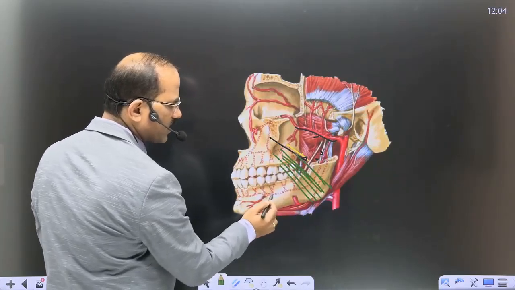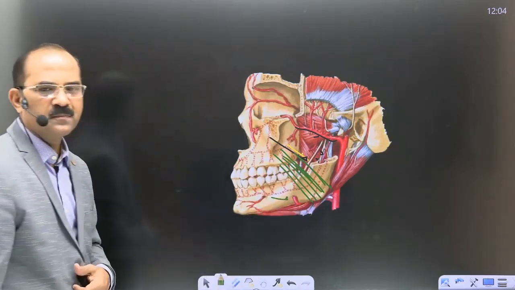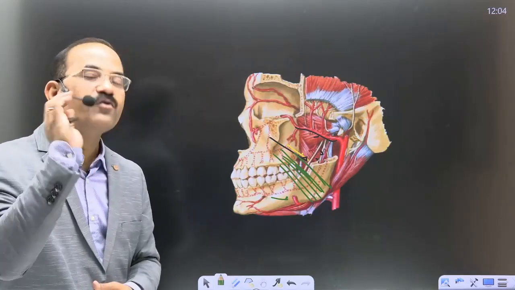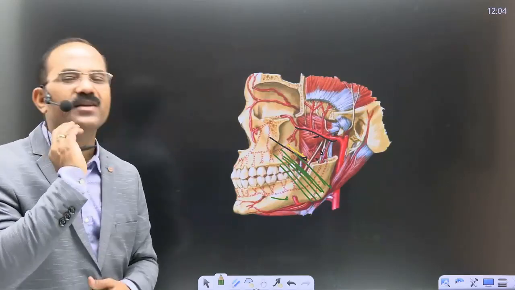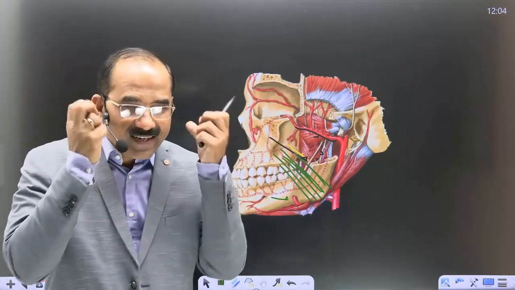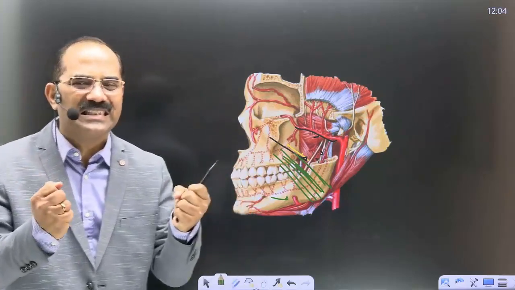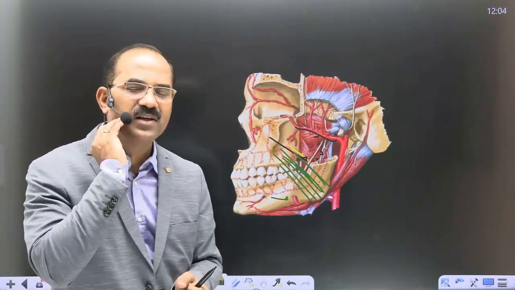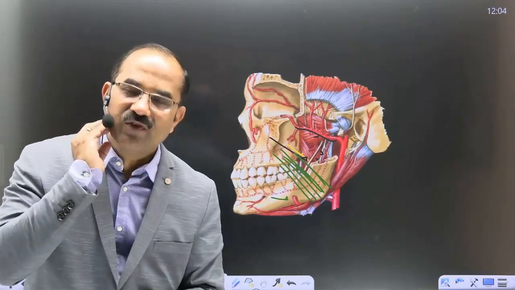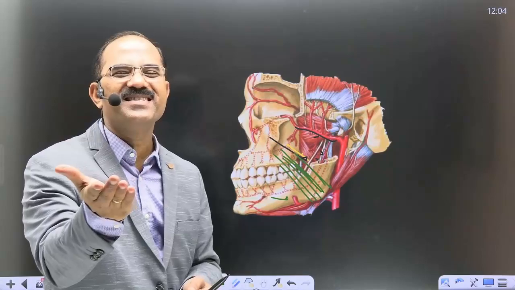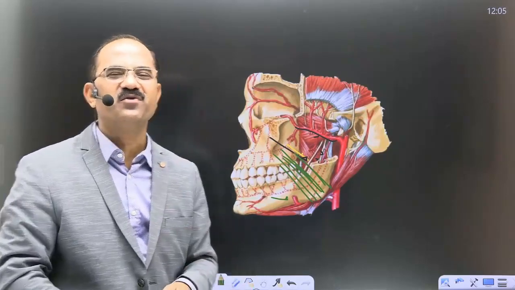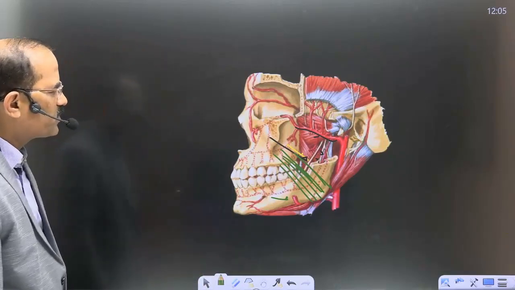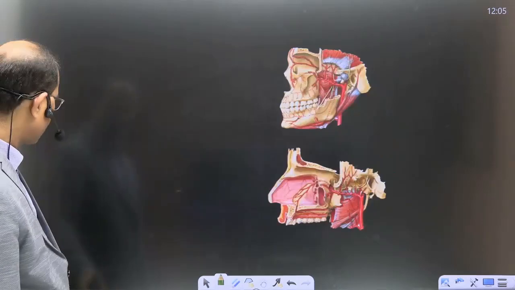And what is this artery? Can anyone tell me? This artery emerges on the anterior border of masseter. We feel this artery on the anterior border of masseter. We tell the person to clench the teeth, and when a person clenches the teeth, the masseter becomes prominent. We feel for an artery here. Yes, facial artery. Very good. Perfect. Students, I hope this muscles of mastication is clear to all of you.